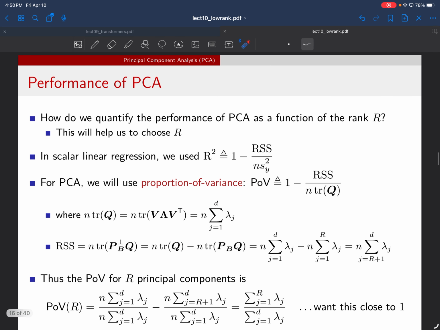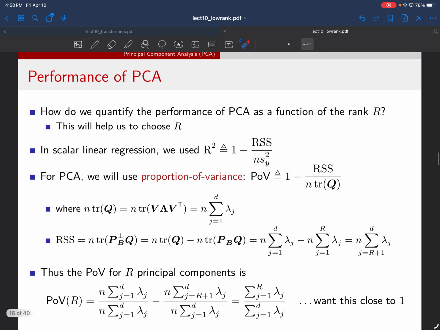Okay, actually the first thing to talk about is performance. We know how to compute PCA, but we would like to know how to choose that rank. As we choose larger ranks, we get better performance, but less compression and more coefficients. So to be able to choose R, we have to know how much performance we're losing for a given R.